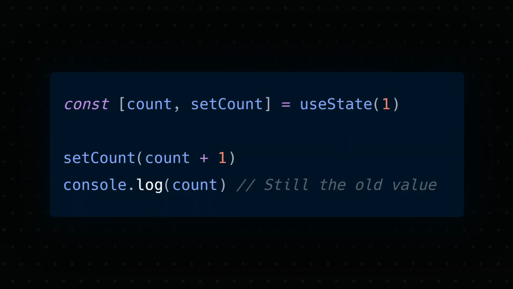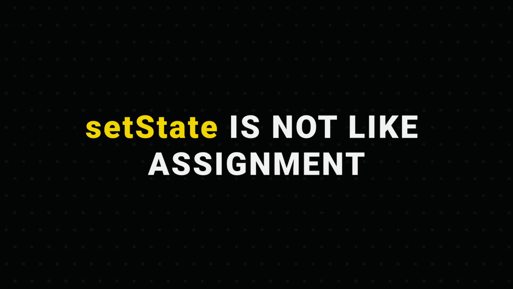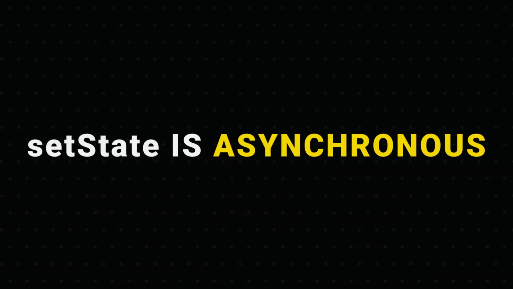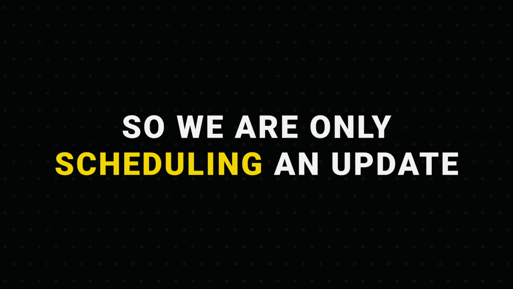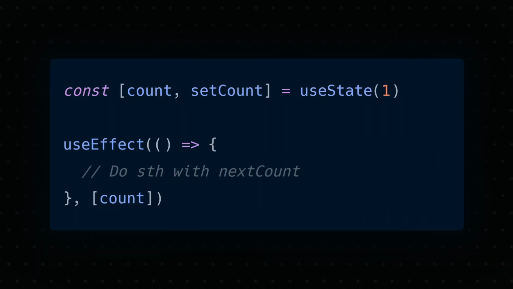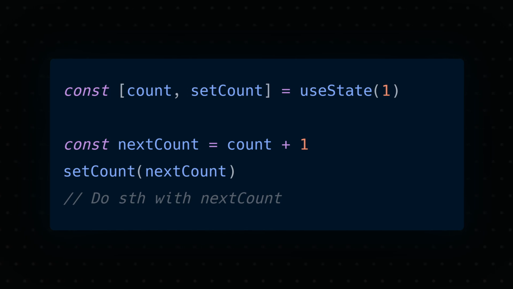Classic React trap. Thinking that setState will instantly update the variable value. Using setState is not like assignment. setState is asynchronous, so we are only scheduling an update. If you need to act based on the new value, use a useEffect. Or create a variable like nextCount and then use it in setState.